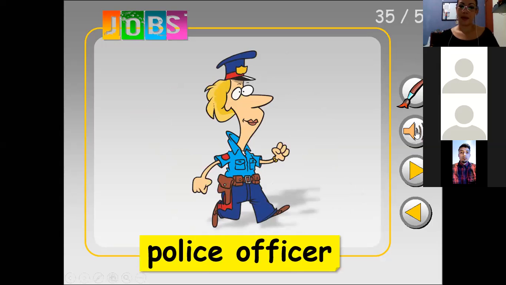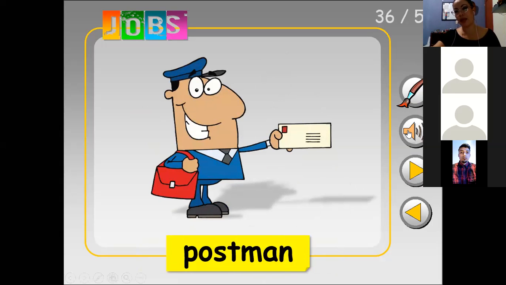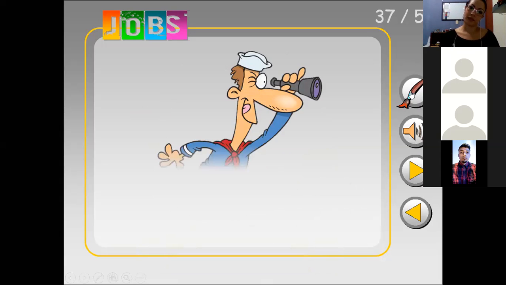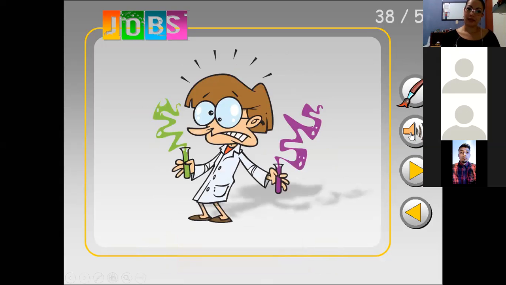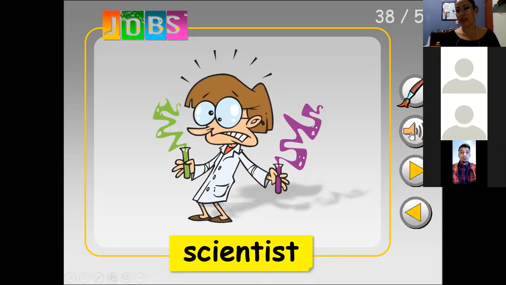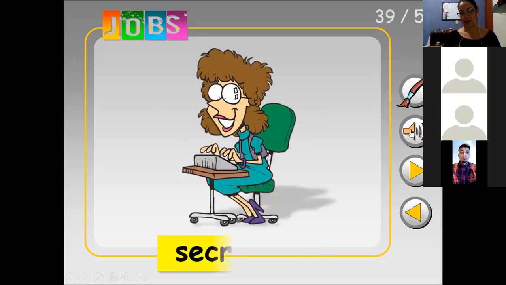She is a police officer. Postman. He's a postman. Sailor. He's a sailor. Scientist. He is a scientist. Secretary. She's a secretary.